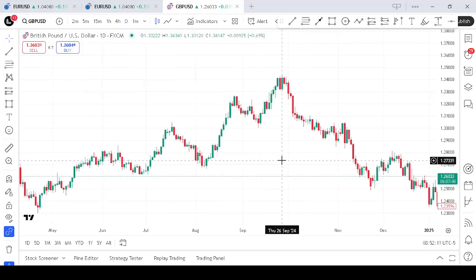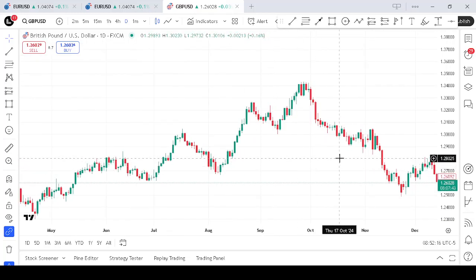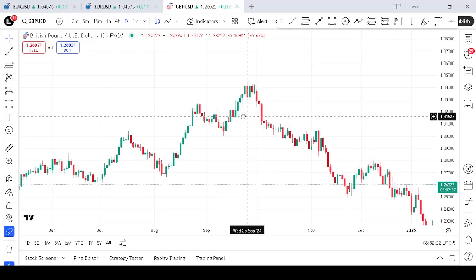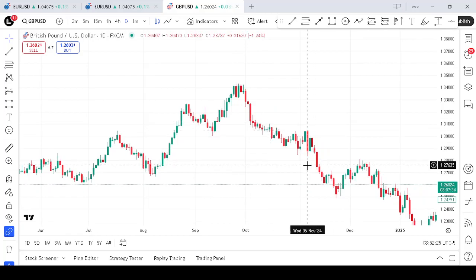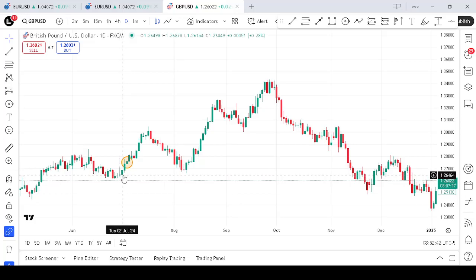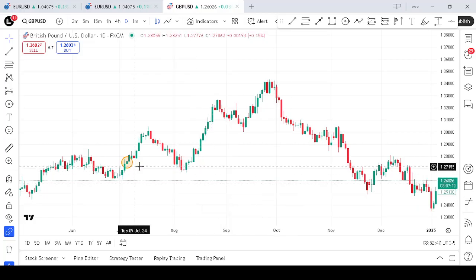Now let's look at an example of this NR4 candle. It is a small candle that is smaller than the previous 4 days' candles. As we can see, this is an example. This particular candle is a small candle, smaller than the previous 1 to 3 days' candles. This is an example. Let's look for another example. This one is also an example.